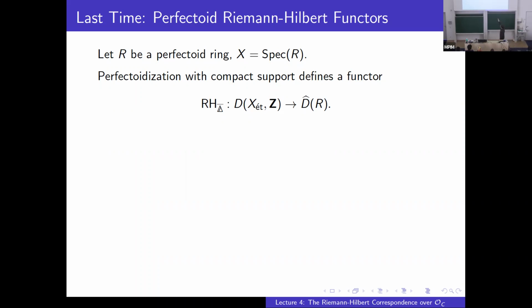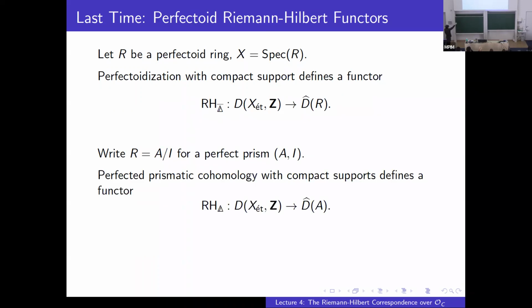So this is a construction which had a lot of nice properties. And there was also an upgrade of this construction. If R is a perfectoid ring, it's presented as A mod I for a perfect prism (A, I). And this RH prism bar is the reduction modulo I of a functor RH prism that goes from sheaves on X to the derived category of A-modules. Eventually, I'm going to want to make use of this construction, but everything that I would say about it is just a more complicated version of something I would say about this one. So in this lecture, I'm going to focus entirely on this RH prism bar.